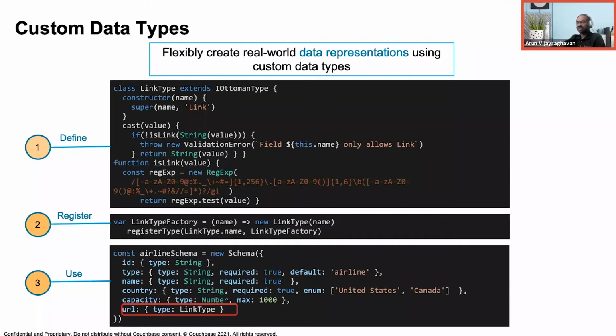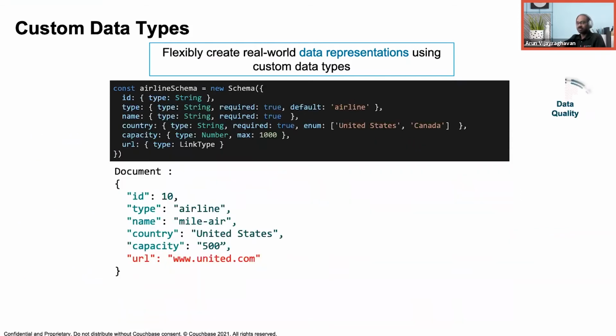Creation of a custom data type is simple and is a three-step process. Define. This is where you define the behavior of your data type. Register. You instruct Ottoman to remember this type. Use. Finally, you use the type. What you witness is how a document is saved with a well-formed URL. Custom types contribute towards data quality and agility.